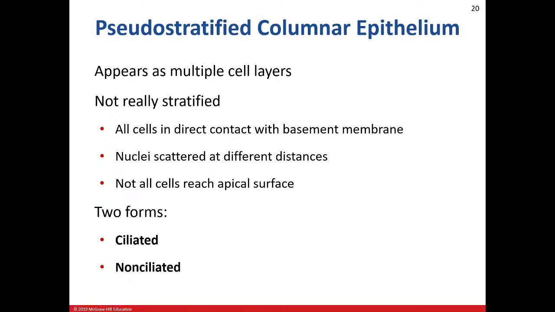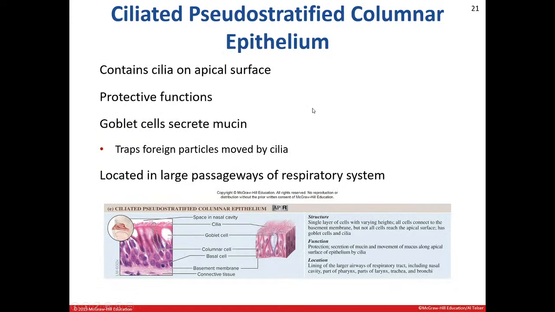All right, so pseudostratified columnar epithelium. It looks like it's multiple layers of cells, but it's not really stratified. All the cells are touching the basement membrane, although not all of the cells will reach the apical surface. So there are two forms here, ciliated and non-ciliated. The ciliated pseudostratified columnar epithelium contains cilia on the apical surface, and they have protective functions. They trap foreign particles in the mucus, moved along by the cilia. And they're located in the large passageways of the respiratory system as well.